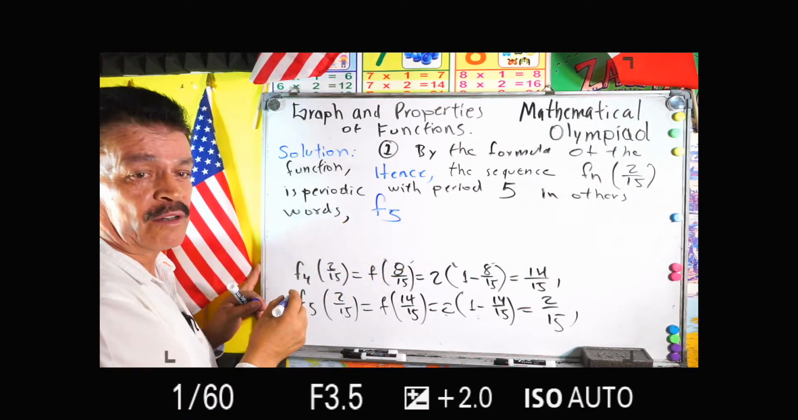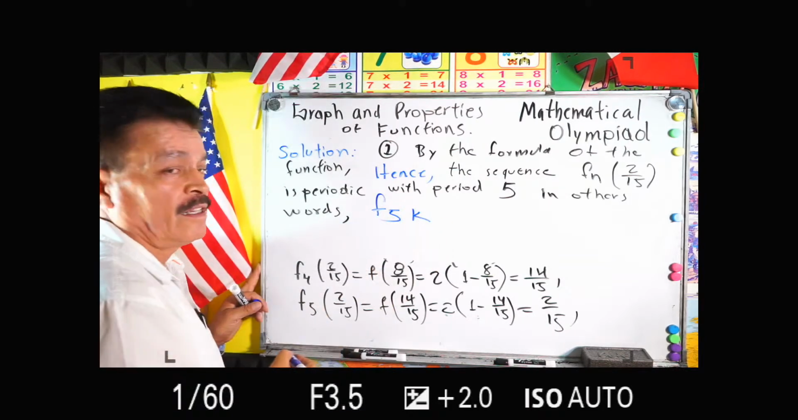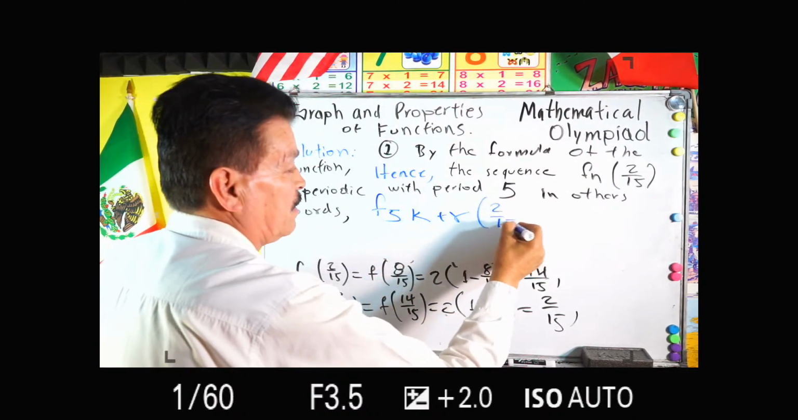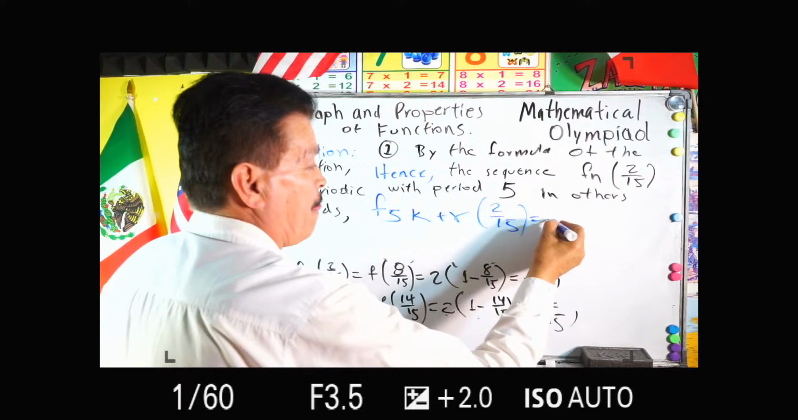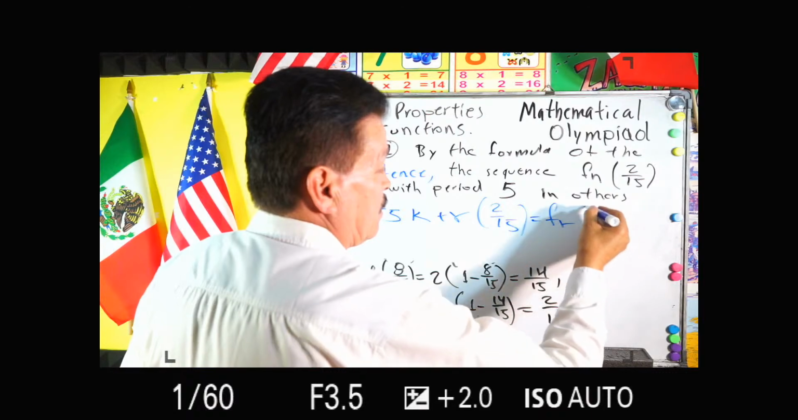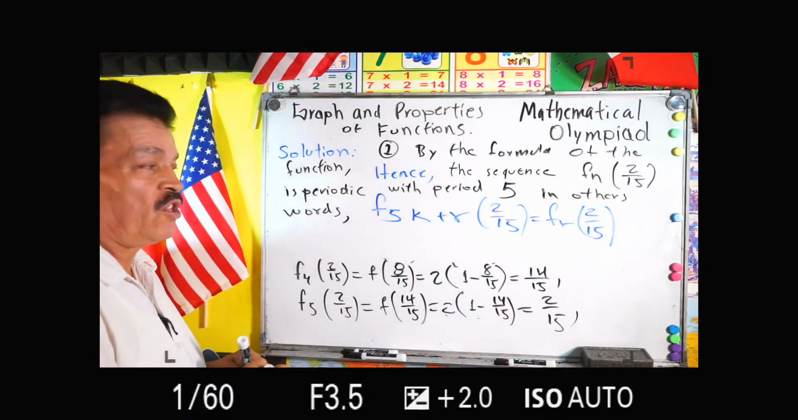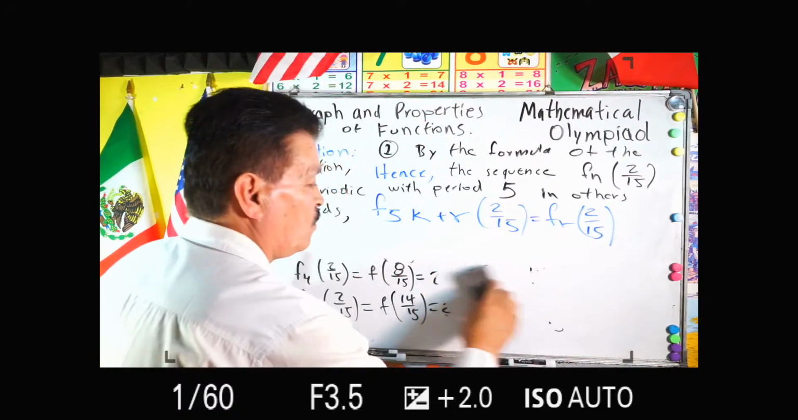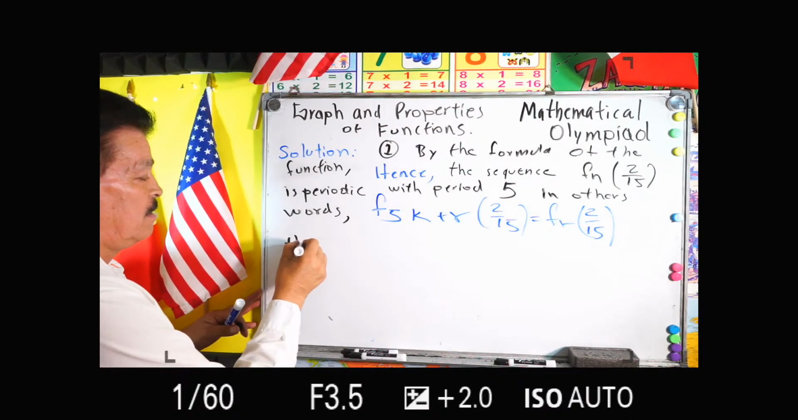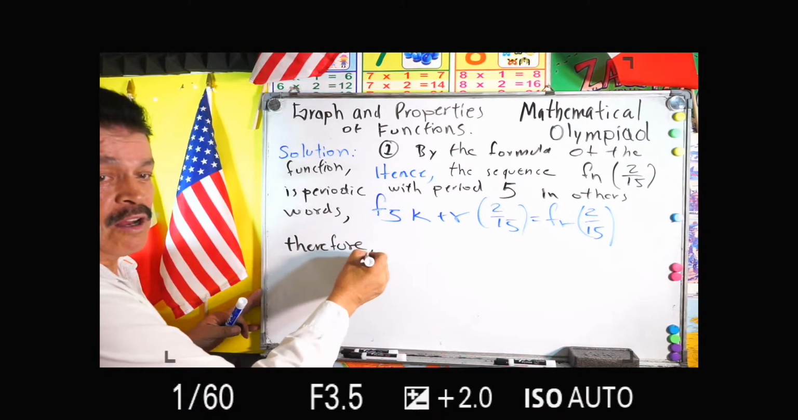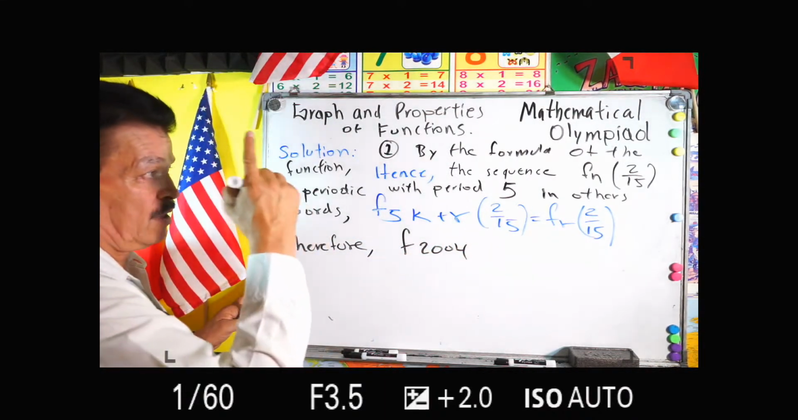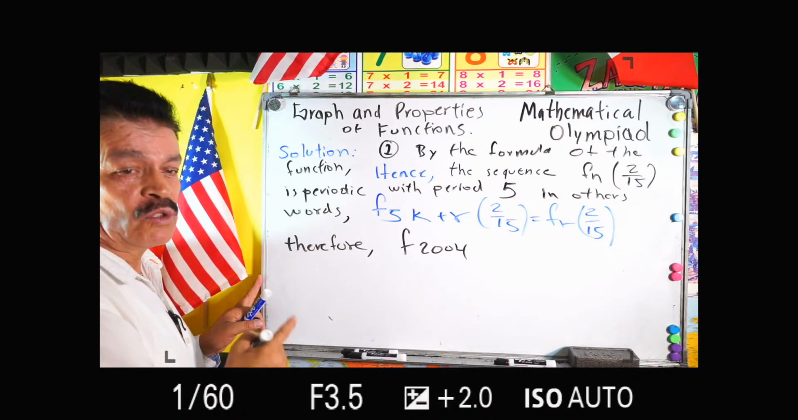In other words, f_(5k+r) of 2/15 equals f_r of 2/15. So therefore our conclusion is, I will erase all the data here. Remember the question, f_2004 of 2/15, at the beginning of the problem.